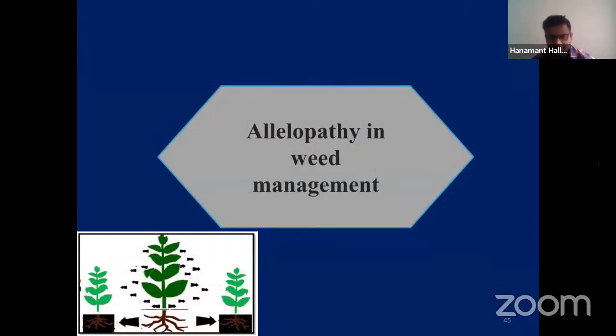So this is regarding the herbicide resistance in crops. Now we'll have a little discussion on allelopathy in case of weed management.